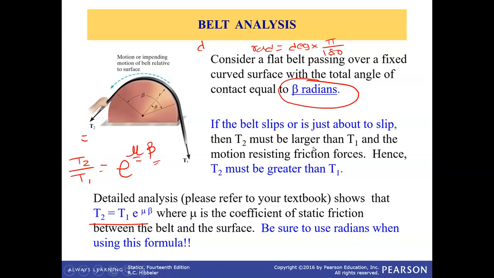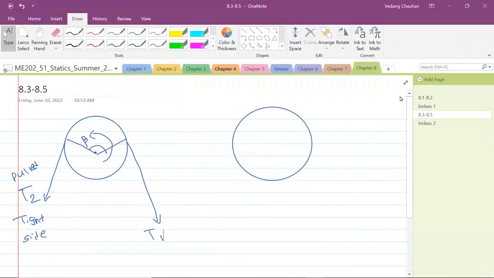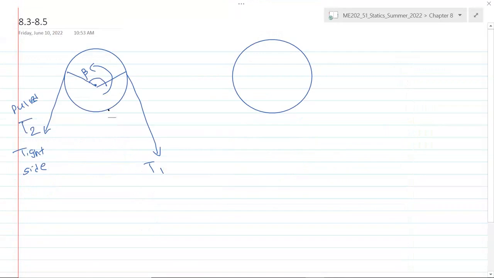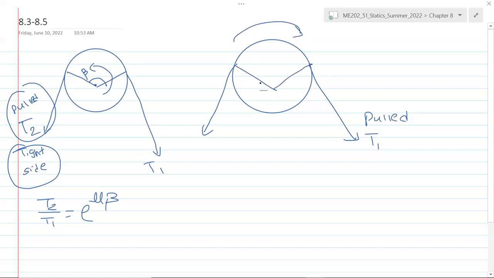Then there is problem solving. We will do that in the next video, but let's look at it one more time. For this problem, T1 is here, T2 is here. T2 is the tight side because it's being pulled from here, or force is being applied at T2, and the angle is beta. Then T2 divided by T1 is equal to e to the power mu beta. But if it is reversed, so that T1 is pulled, this is the direction of motion, this is angle beta, and this is T2, then the equation will be T1 divided by T2 equal to e to the power mu beta.